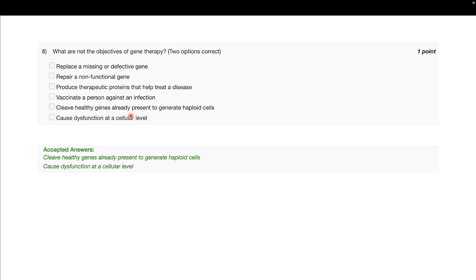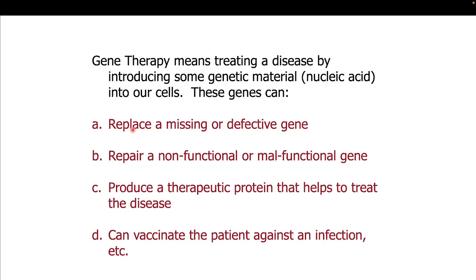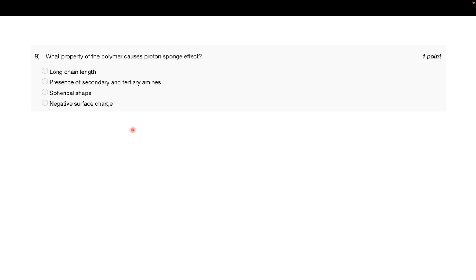Cleave healthy genes already present to generate haploid cells, cause dysfunction at a cellular level. This is what we don't want. So these are not the objectives of gene therapy. Pretty straightforward, I feel. Yeah. Okay, let's look at the next question.